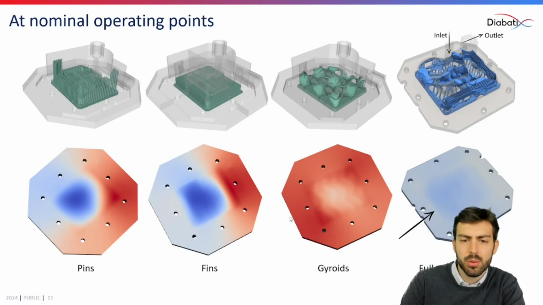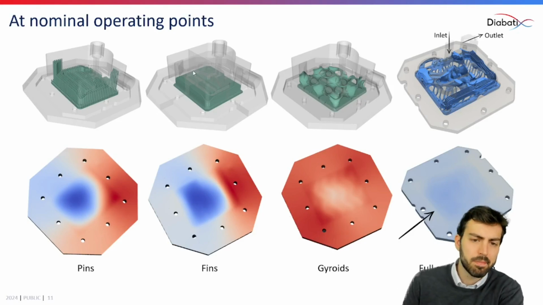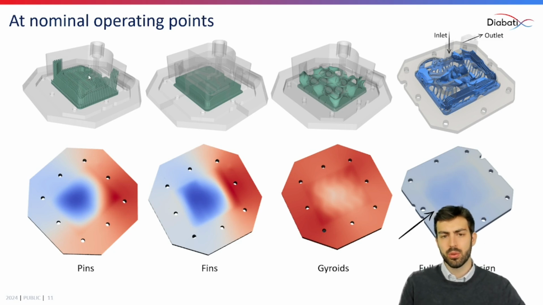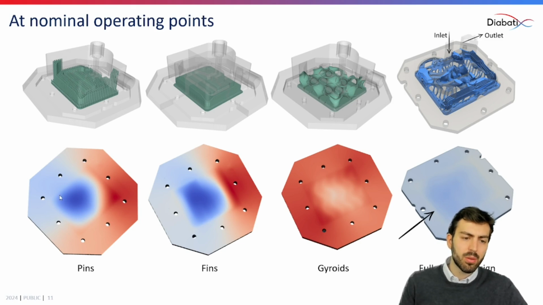To dive into some results here, these are the 3 concepts we generated with ColdStream as a reference with the fast concept generator. And we see here that the pins actually cool down the heatsink quite well, but you see that the cooling effect is a little bit local here, and you have a large hotspot here.